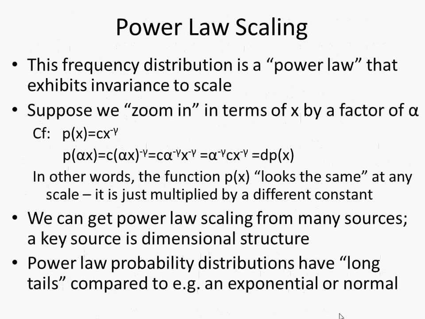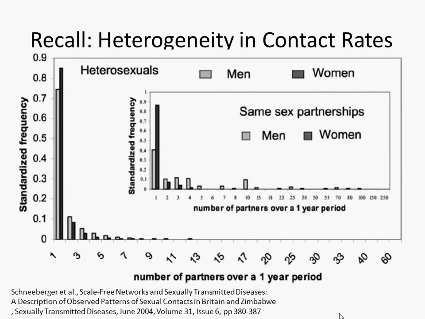Now, these long tails matter because those individuals out there, again, are at higher risk and have a disproportionate impact if they are infected. They're more likely to get the infection and to spread it around or what have you.